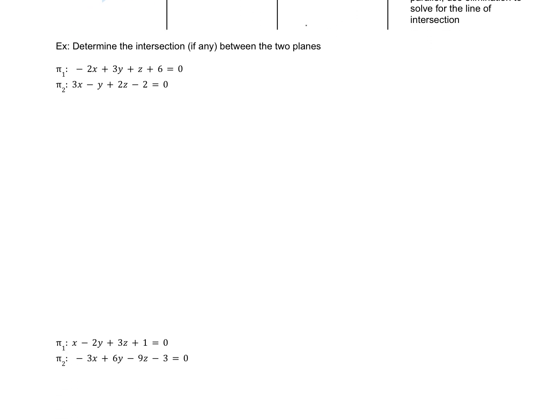So let's give it a try. Determine the intersection, if any, between the two planes. So first thing, I'm going to write out my normals. -2, 3, 1 for the first. 3, -1, 2 for the second. They're not scalar multiples. So the planes are not parallel. So that means we will have a line of intersection.